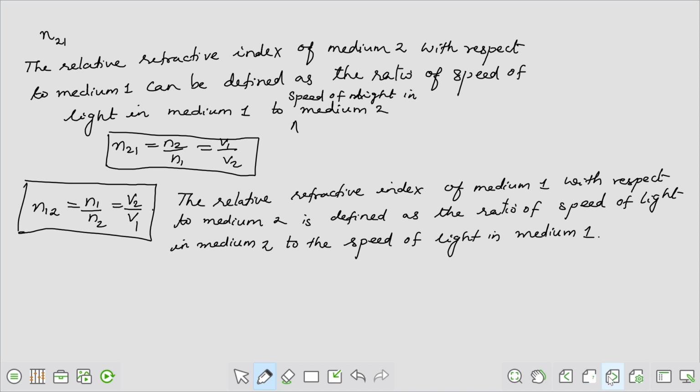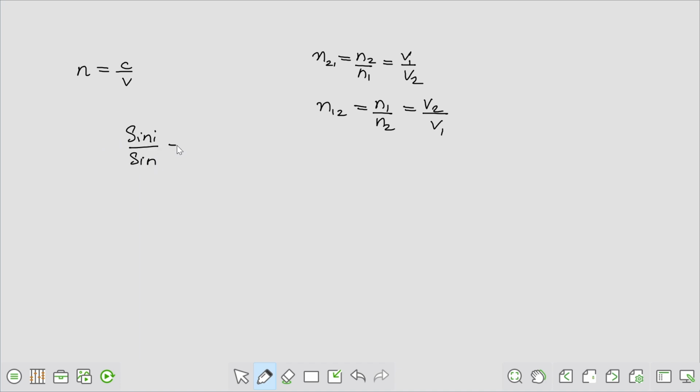Yes, so today we have learned about what is refractive index and what is absolute and relative refractive index. Okay, so absolute is n equal to c by v, relative is N2,1 which is equal to N2 by N1, V1 by V2, or N1,2 is equal to N1 by N2 which is equal to V2 by V1. Also we have learned one more formula for refractive index in terms of angles, that is sin i by sin r equal to refractive index of the medium.